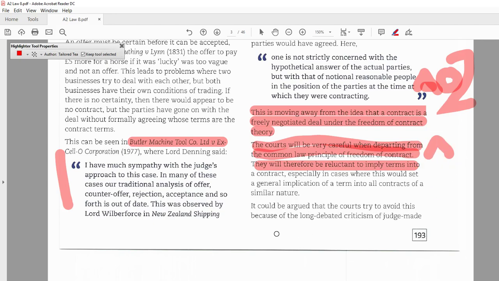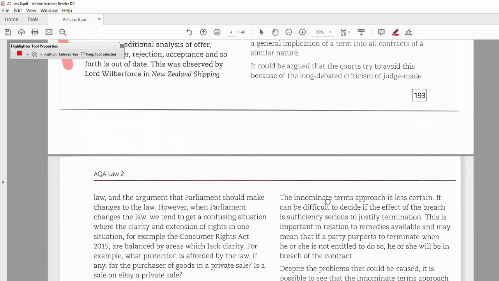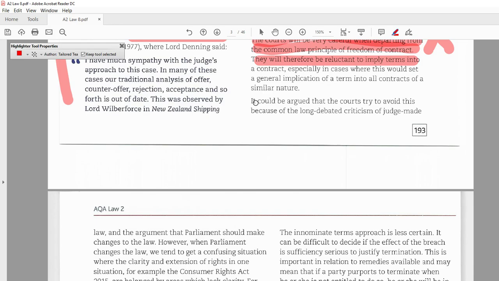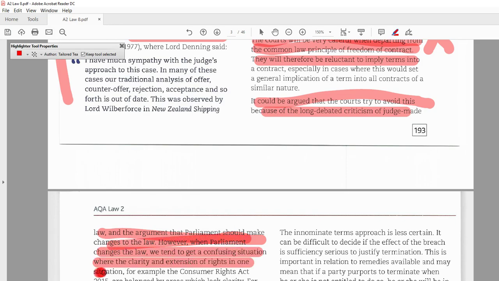It could be argued that the courts try to avoid this because of the long debated criticism of judge-made law. What are they trying to get at? You know all this. This is just stuff you literally memorise for the exam, because it's all analysis and it makes you sound like you can do your AO2 and AO3. What is the actual point? You probably think it's simple. If the courts keep construing the implied terms, then there's more lawmaking power given to judges. That's the argument. Hence, it could be argued that the courts try to avoid this because of long debated criticism of judge-made law and the argument that Parliament should make changes to the law.